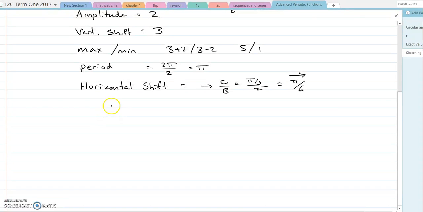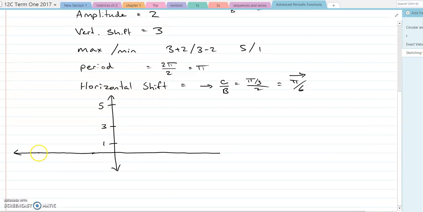So let's sketch this thing. We know that we're going to hit a maximum at 5. We're going to have our middle at 3. We're going to hit a bottom at 1. And there it is at x. We've got to go to the left also, don't we? Because we're going to minus 2 pi. So that's minus pi, pi, 2 pi.